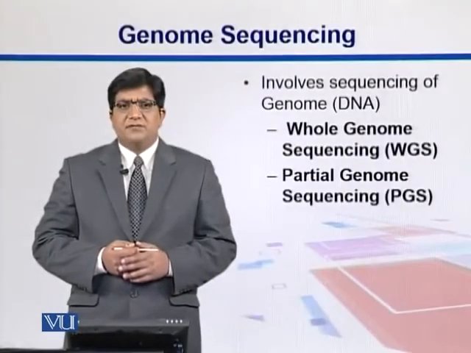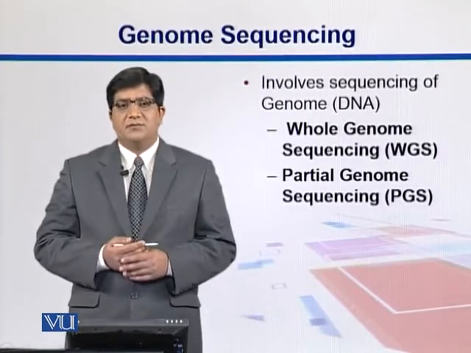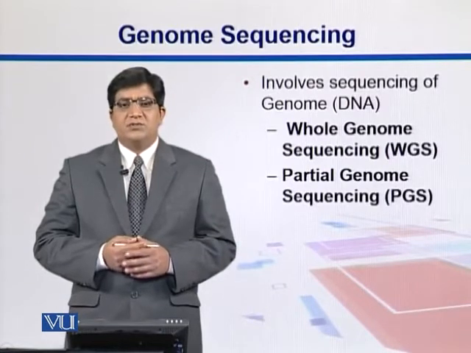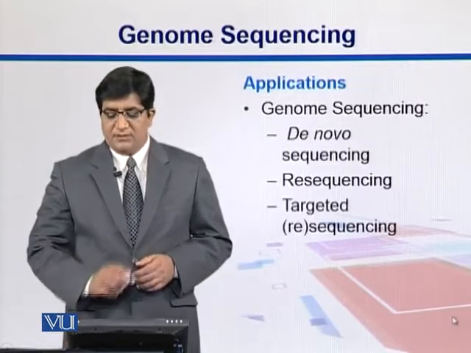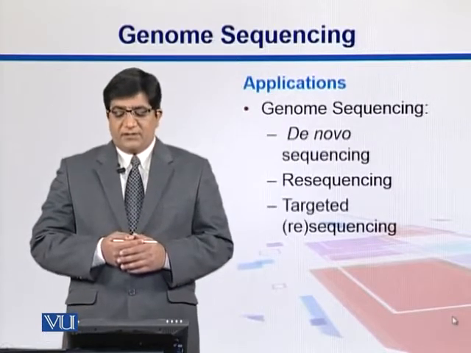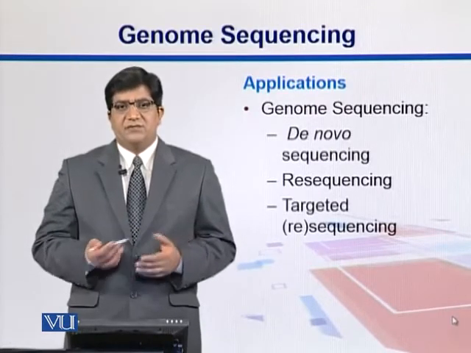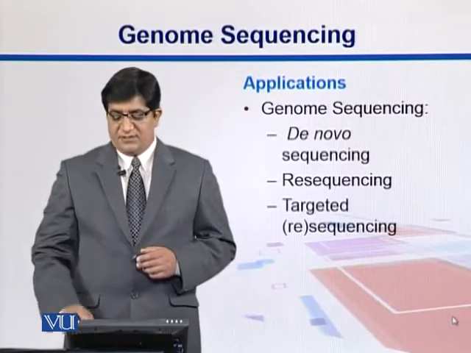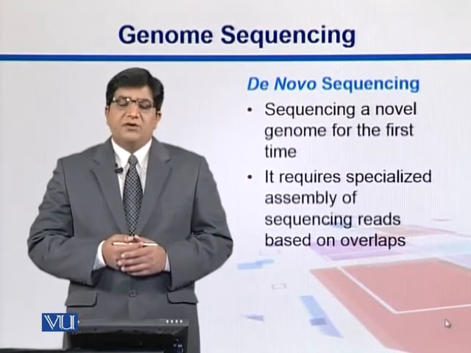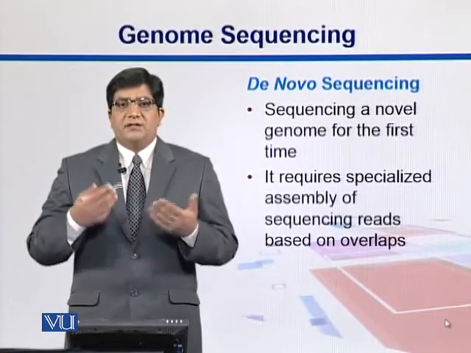In genomics, we sequence the genome, the DNA complement of the cell. That can be a whole genome sequencing project, WGS, or we can also do some specific areas, which we call a partial genome sequencing project. Different types of genome sequencing include de novo sequencing, resequencing, and targeted resequencing. In de novo sequencing, we sequence a genome that has not been sequenced before.